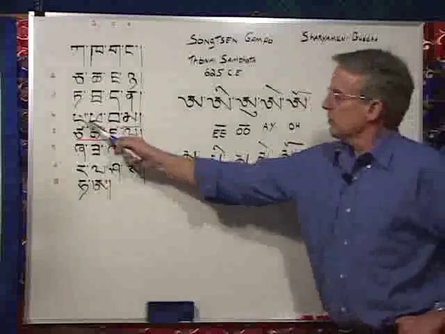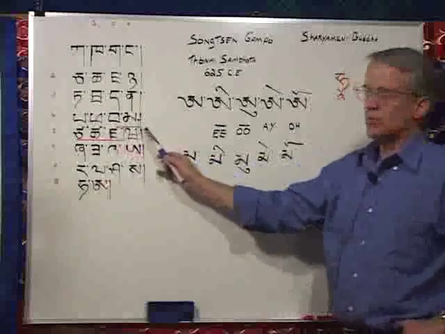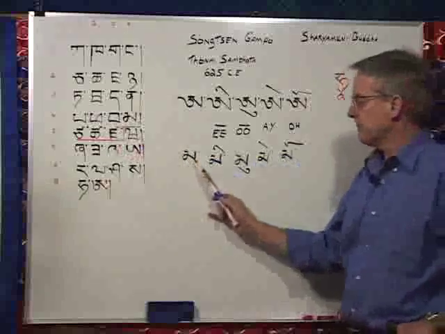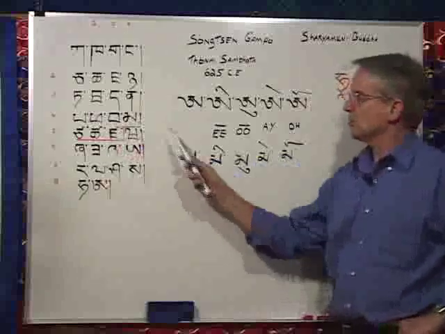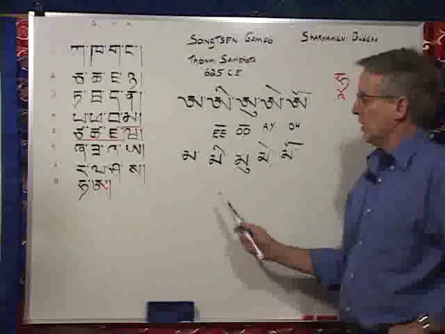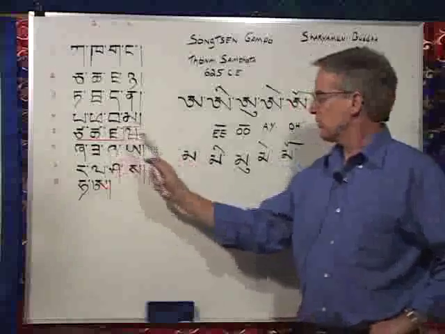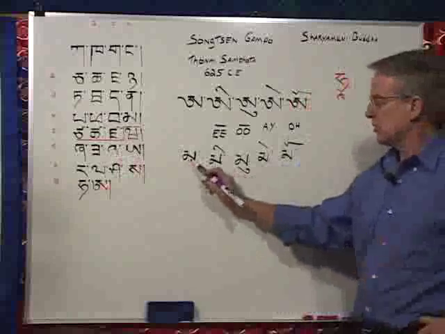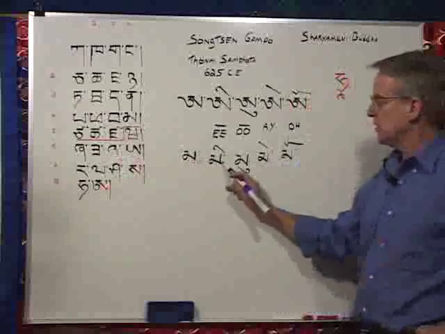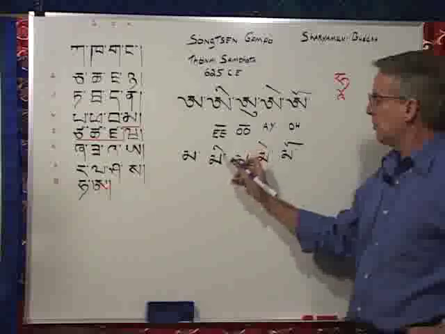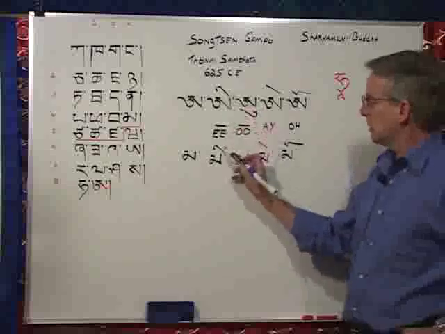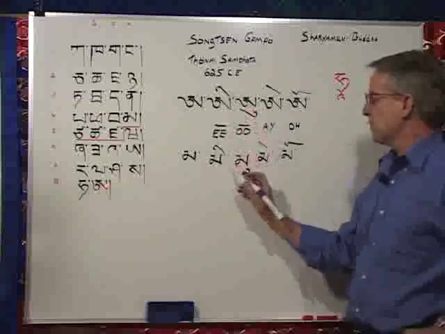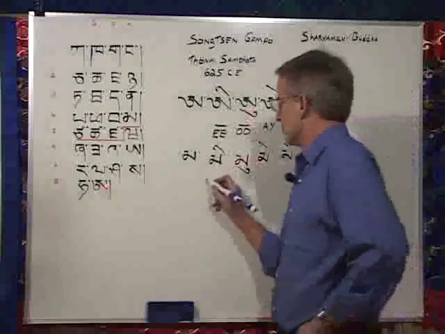The 4th letter in the 4th row is ma. It's a word that means mother. And pa, by the way, means father. If we take that basic sound ma and change it to mi by adding the gigu, ma, gigu, mi, we get the word person.